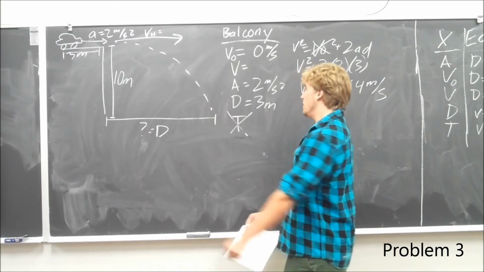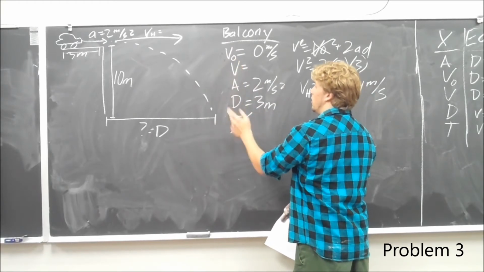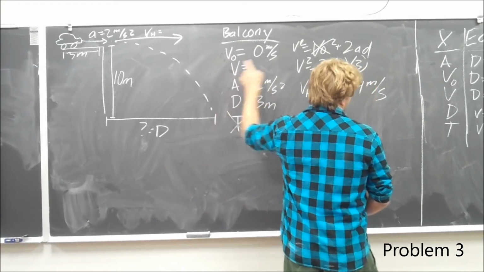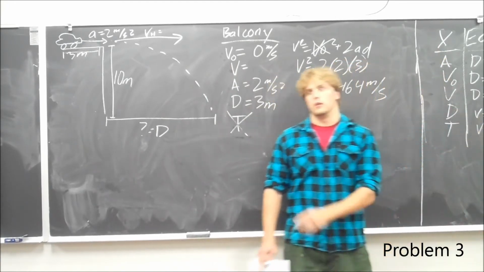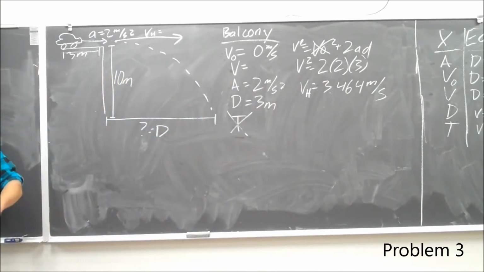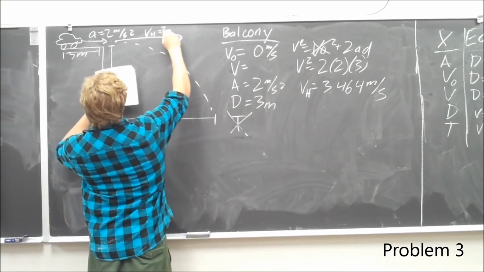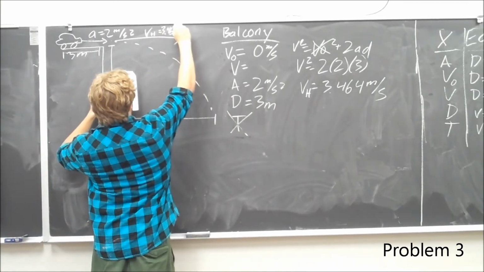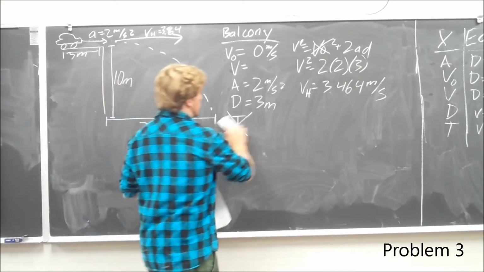Absolutely. If I know V naught, A, D, and I'm looking for T, I don't care about V. I go here, I look on the left side, V, that's the equation I use. That's the way you figure this out: figure out what you've got, what you're looking for, and then the fifth one, I don't care about. Cool? Alright. So now I know V horizontal is 3.464. If you can't see it, that's okay. It's just for my reference, because I have to erase this.